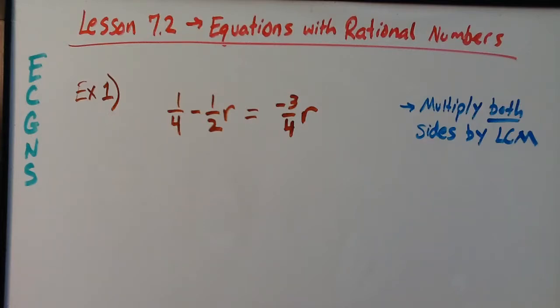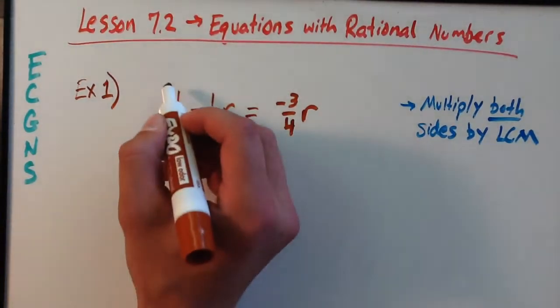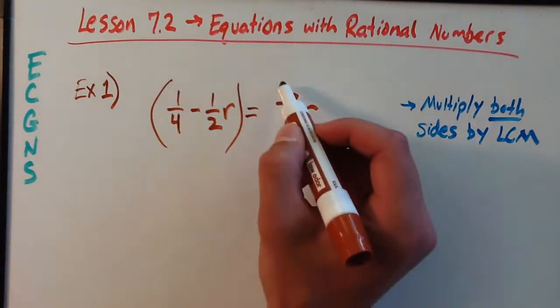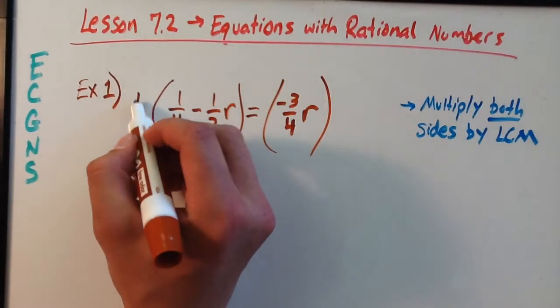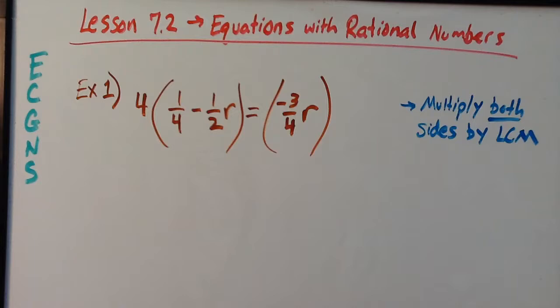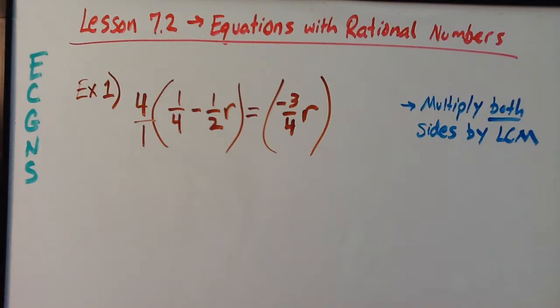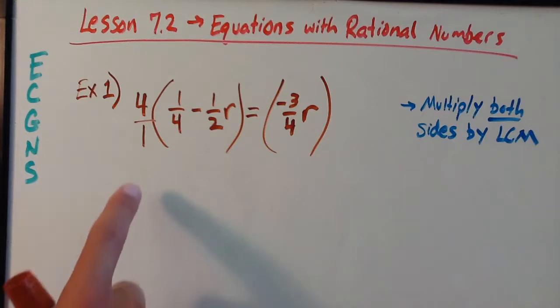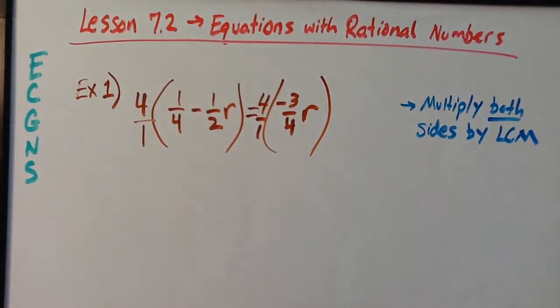And so what we're going to do is multiply both sides by that LCM, by that lowest common multiple. When I multiply both sides, I'm going to show it by putting the left side in parentheses and the right side in parentheses, to show that I'm going to multiply by a number, and that number is 4. Now, I'm going to write 4 as a fraction by putting it over 1. So 4 over 1. I multiply the left side by 4, and the golden rule for equations tells me that whatever I do to one side, I must also do to the other side. So if I multiply the left side by 4 over 1, I must also multiply this side by 4 over 1. Okay?